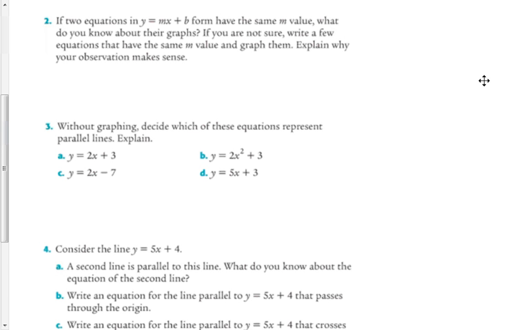Okay, so in number 3, we're going to try and decide which of these are parallel. And just thinking about that, one of these equations isn't even linear. If it's not linear, it's tough to be parallel, and that's this one here, because that does not fit this form because of this squared term there. So we'll eliminate that one.